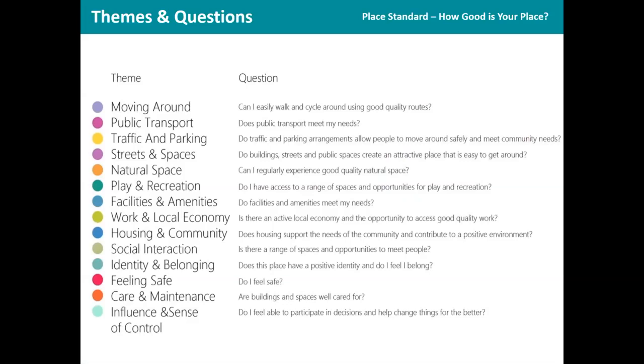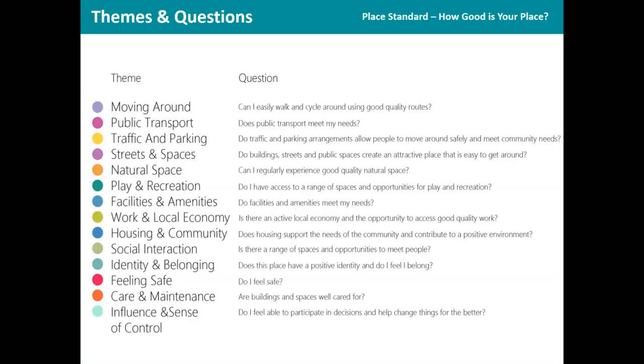We don't ask about active travel or green networks, it's not complicated language, because we want the discussion to be as accessible as possible. Moving down the list, it deals with a whole number of other areas: public transport, traffic and parking, streets and spaces. And for each of those areas, there's a headline question.